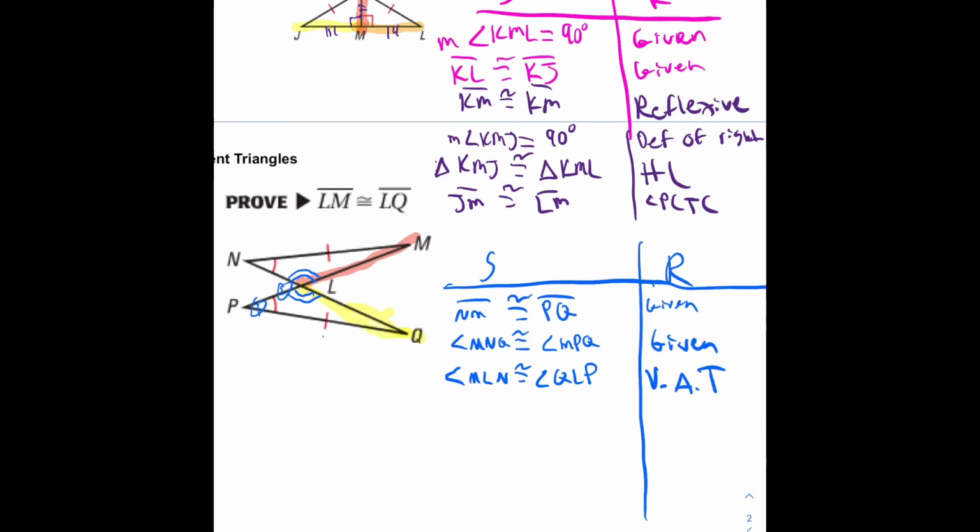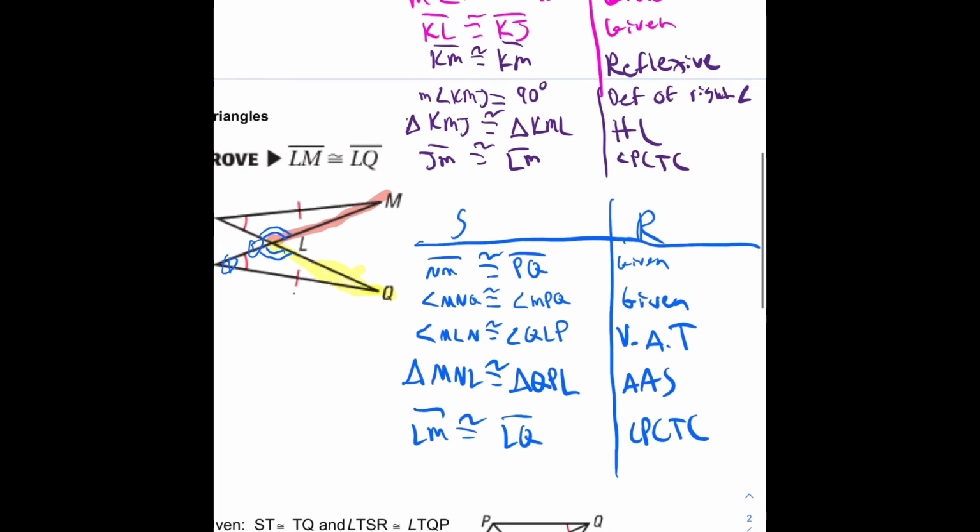So now I can prove it using angle, angle, side. Angle, angle, side is one of our congruence methods. So let's say triangle MNL is congruent to triangle QPL by angle, angle, side. Therefore, LM is congruent to LQ because of CPCTC.